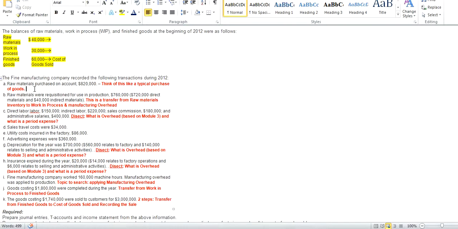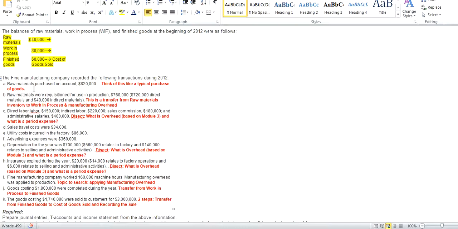So first off, the first transaction: raw materials purchased on account, 820,000. What's in red are my hints or my notes, and this is going to be posted as well. So if it's not 100% clear as you're looking at it right now, don't worry, because I've also posted it in Slate for you to download and print and have on hand while you listen to me talk here.